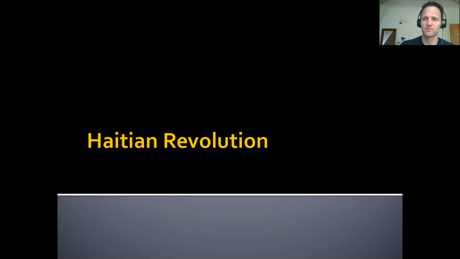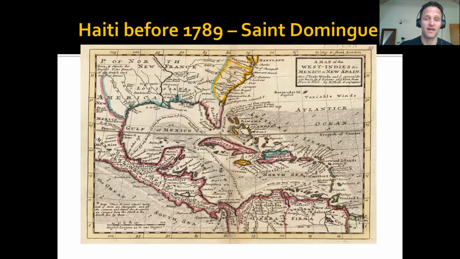Okay, how about the Haitian Revolution? You guys know a lot about this. The details we're not going to go into. Was it revolutionary? Absolutely. The fact that enslaved Africans in Haiti overthrew the government in Saint-Domingue, France's most valuable colony.